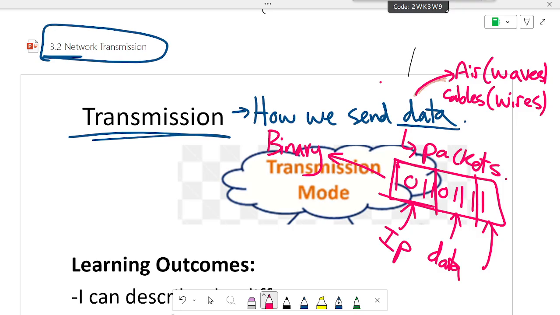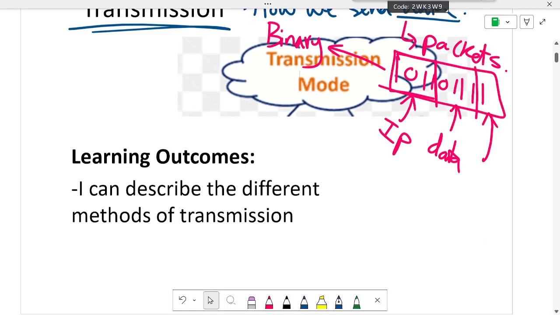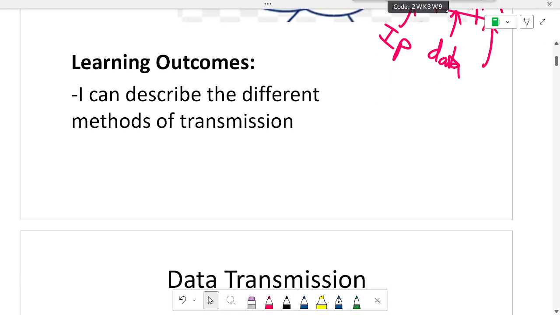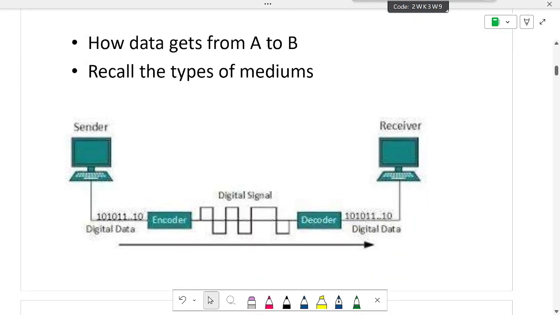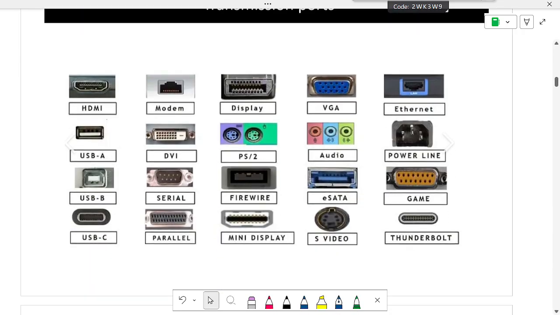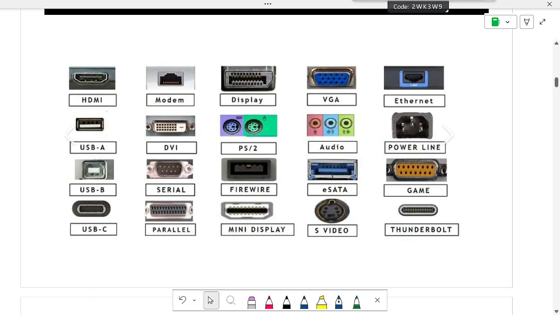Okay, so we're going to be talking about what are the different techniques to send data between different computers on the network. So I'm going to describe the different methods of transmission. Data transmission is basically you have a sender and a receiver, and then, okay, how do we send the data? This is just a quick overview.